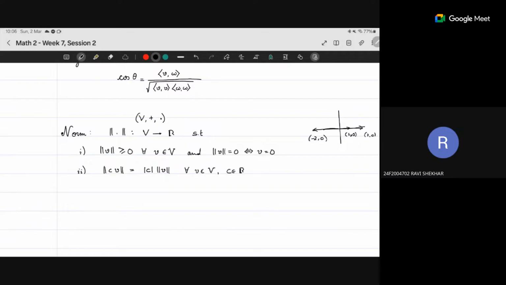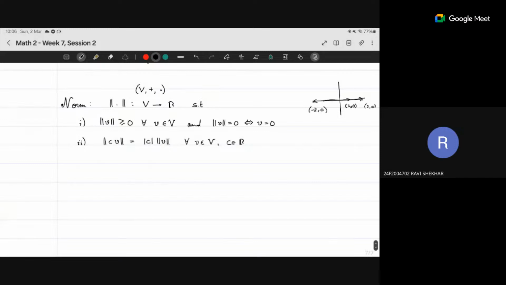So you cannot have the length to be negative. And that is in the more abstract case that we are dealing with also, that we need every vector to have non-negative length. That's why this mod comes out. So scaling a vector scales its length also, but the mod is there just to make sure that it stays positive.